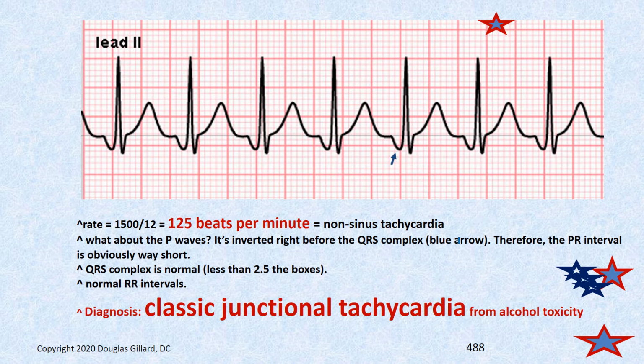Everything I said came out to be 125 beats per minute. Probably looks more like 130, but I did the 1500 millimeter rule to make sure. Yeah, so everything else I already explained. This is a classic junctional tachycardia from alcohol toxicity. Are we good?